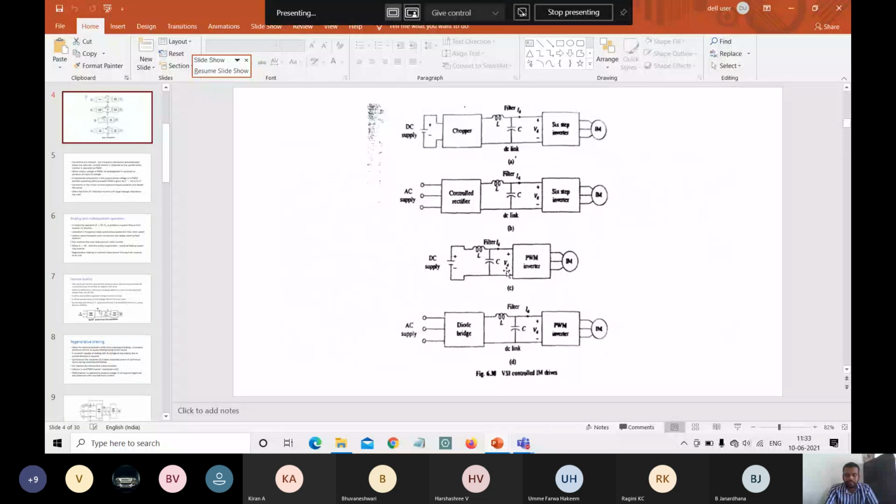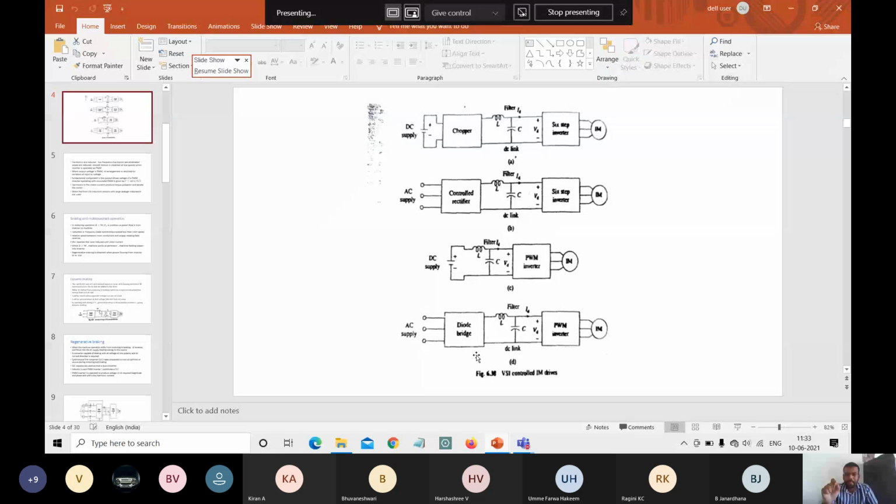Okay, so this is also possible. This module can also be used for regenerative braking, but here the power supplied to the DC link must be transferred to the AC supply. Okay, so here a converter.